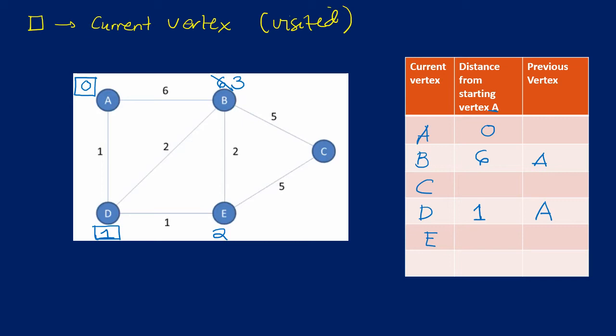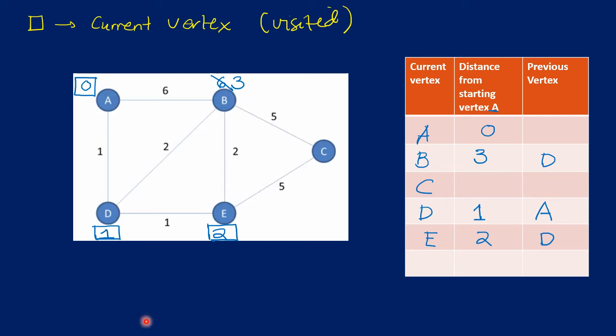I will now update my column. The distance now of B from A is 3, previous vertex is D, right? And then E, the distance is 2, previous vertex D. Is that clear? Now, what do we do? Once we have these numbers, we again look at the vertex which has the smallest distance. So, get the smaller number. That's 2, so we now box 2, meaning E is my current vertex.